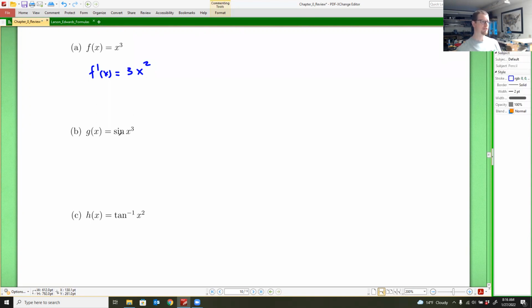Next we have a trigonometric function, which we didn't talk about, but we also have a composition because we're plugging x cubed into the sine function. So the derivative, we need to use the chain rule. The outside function here, right, we're plugging x cubed into sine. So sine is the outside function. And the derivative of sine is, well, maybe you don't remember.